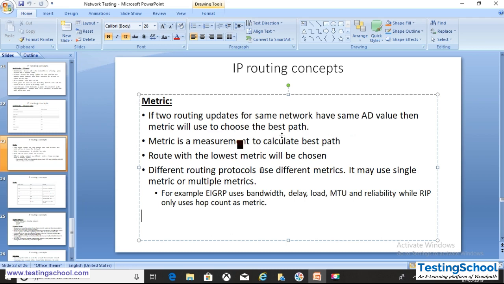So this is nothing but the metric, and how it is calculated depends on what criteria. For various protocols, it is different.